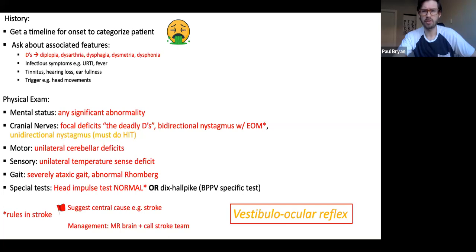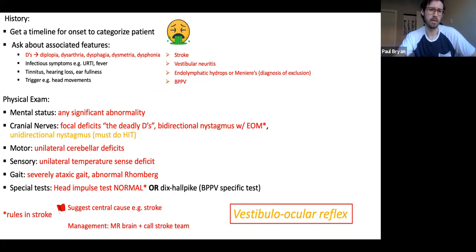Basically, it's get a history. They're all going to be pukey, but the history again is triggers, and is it intermittent and episodic or constant? That's all you care about. And then you ask about these other associated features, which help lead you down a specific diagnosis. The big ones you need to know are the red flags that we talked about before, the deadly Ds. And there's just some examples of the deadly Ds.